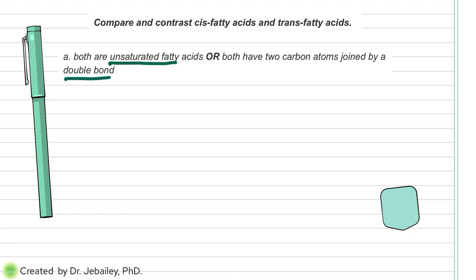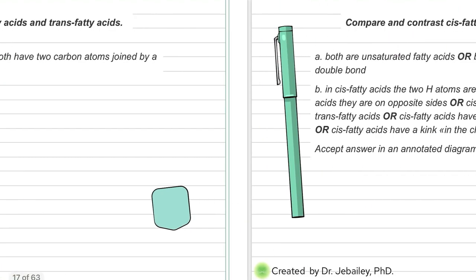A lot of students think it's 2 points. Be careful. This is just 1 point because it says or. So when you put those 2 points, you already think, oh, I got enough. You got to be very careful. The more information you have, the more you write.